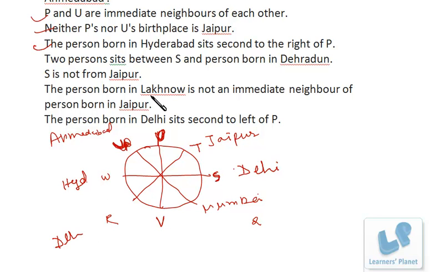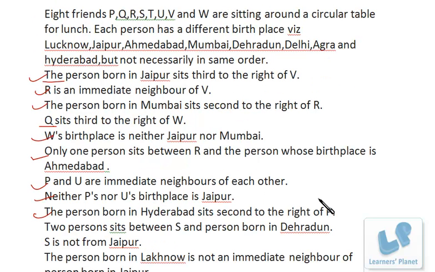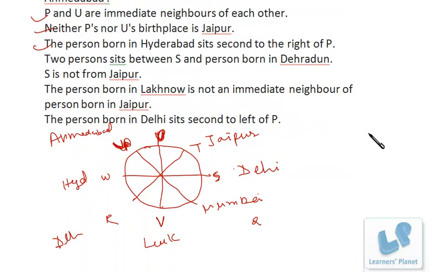Okay, now the person born in Lucknow is not an immediate neighbor of the person born in Jaipur, right? That means there should be some difference between Jaipur and Lucknow. Now this position is not for Lucknow. The other cities we have already cracked. So this is from Lucknow, right? Now the last city left with us is Agra. Okay, that means this person should be from Agra. Now we have fixed the position of every person, and the cities also.